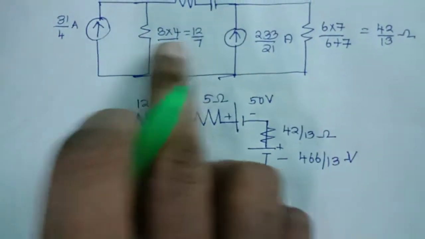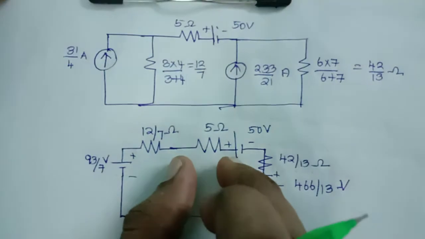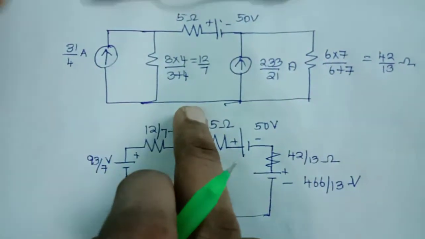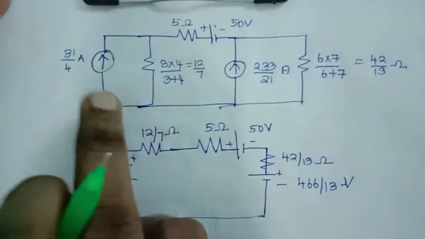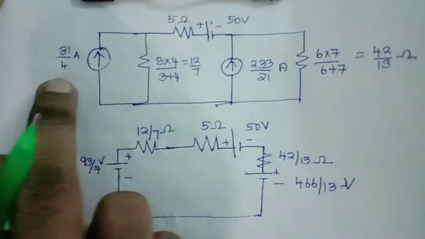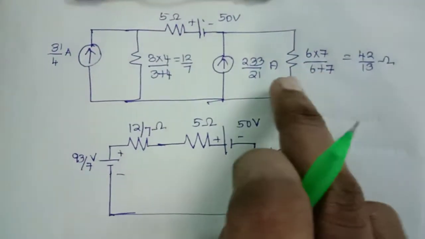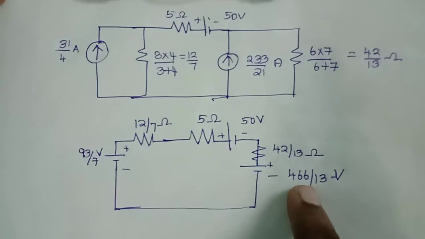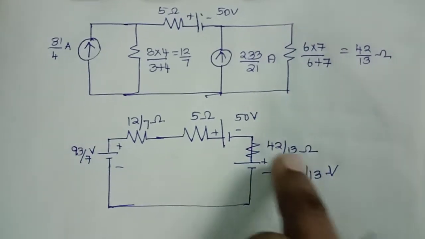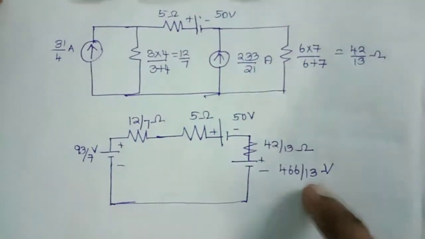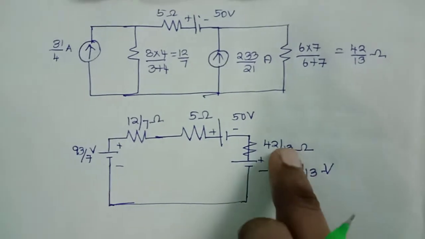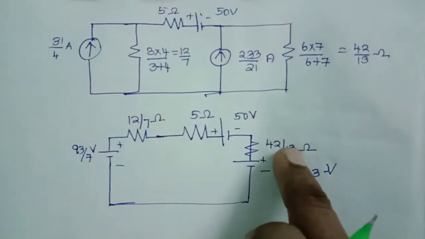Listen students, I am converting because I want to calculate what is the drop across this 5 ohm. That is the purpose for the simplification. Again I am converting this current into voltage. Because I am multiplying these two terms, I will get 93 by 7. When I am multiplying these two terms, I will get 466 by 13. If you are solving, the converted voltage should always be kept in series. This is your circuit.